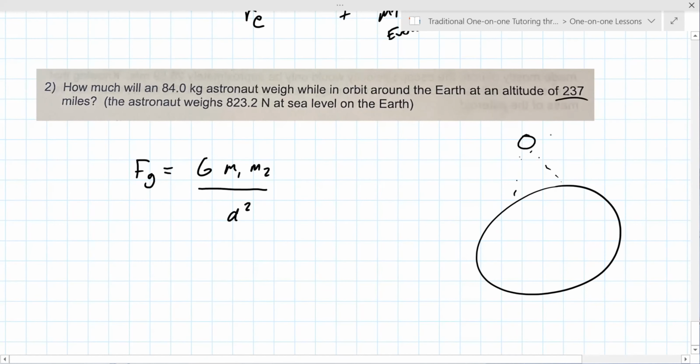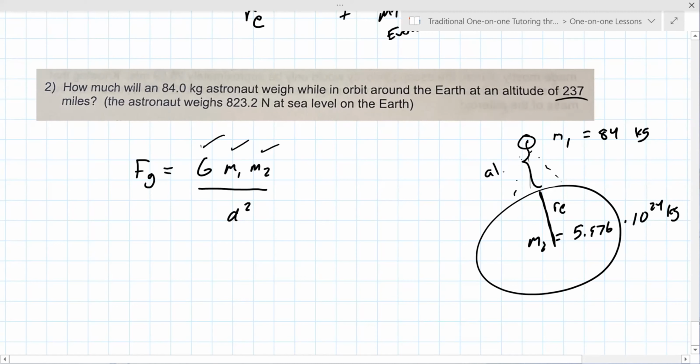So the M1 of the person is 84 kilograms. The mass of the Earth is the same as before, 5.976 times 10 to the 24th kilograms. G is the universal constant. So we got that. We check, check, check. And do we have the distance between them? Well, the distance between them is the radius of the Earth plus this altitude this time. There's some altitude above the Earth. So we need that 237 miles.